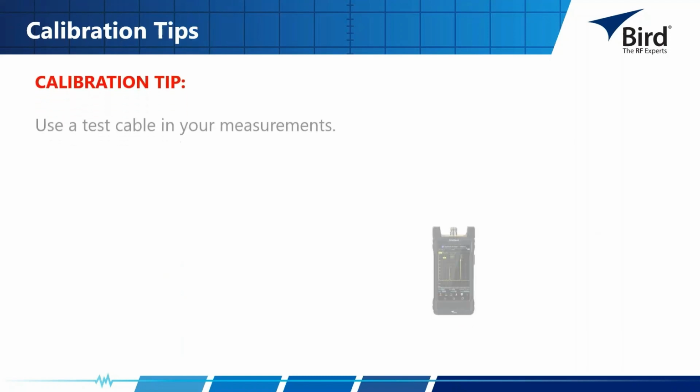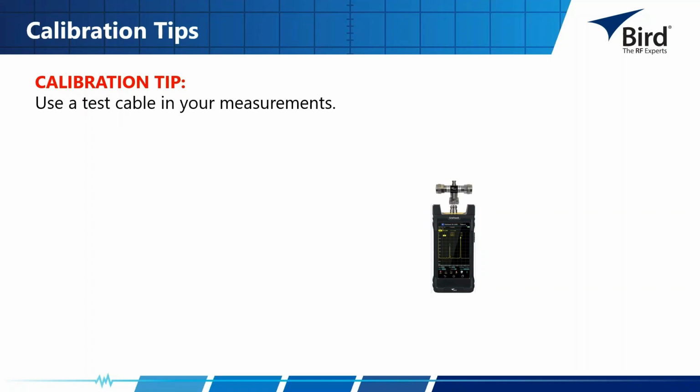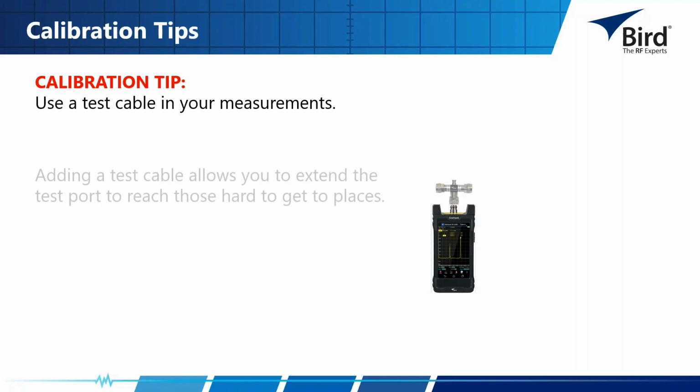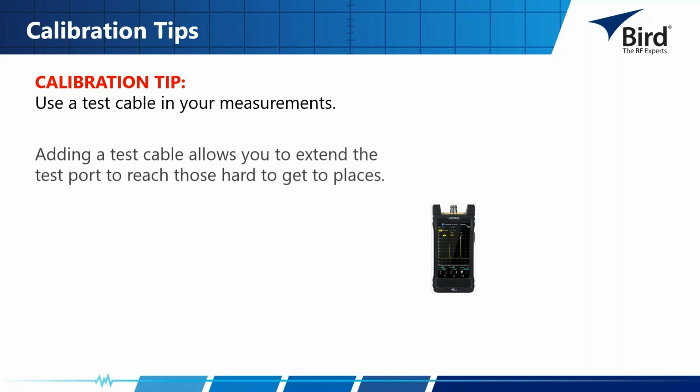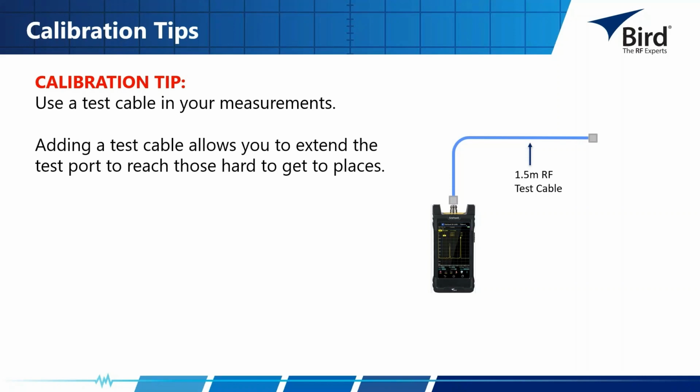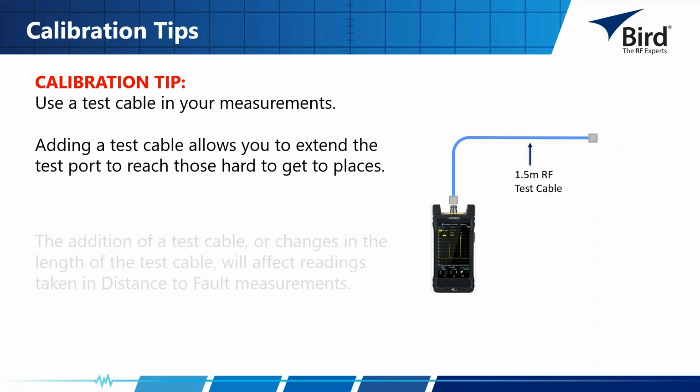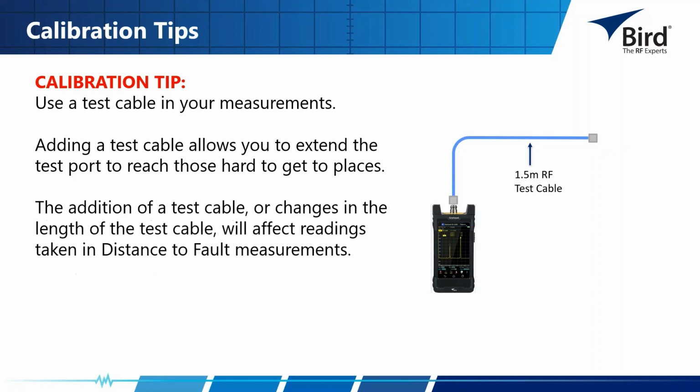And I have a little tip for you: use a test cable in your measurements. Instead of calibrating right here at the test port, adding a test cable will allow you to extend the test port to reach those hard to get places, kind of like scrubbing your back in a shower without a brush. So you add a 1.5 meter RF test cable. Also, I want to mention that adding a test cable or changes in the length of the test cable will affect readings taken if you're in a distance to fault mode.